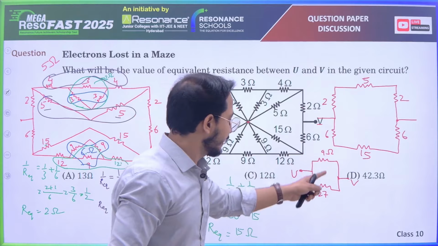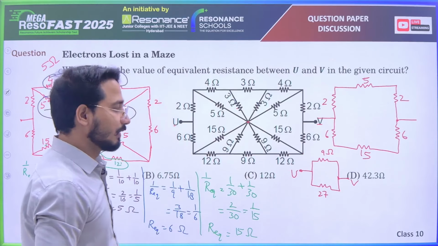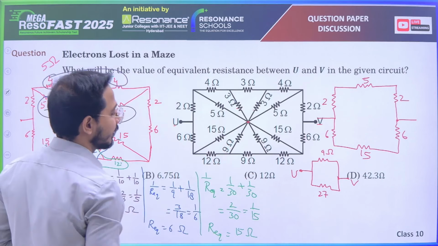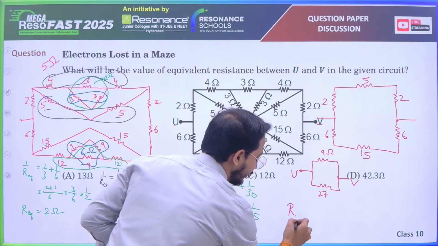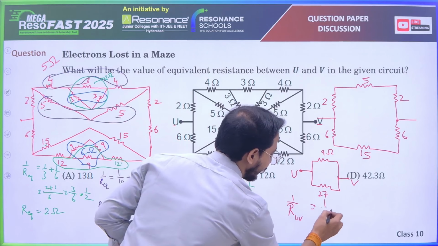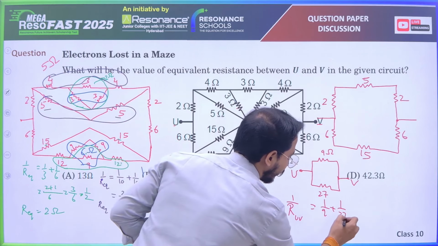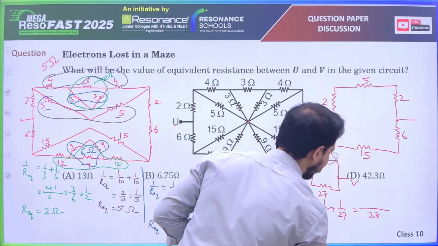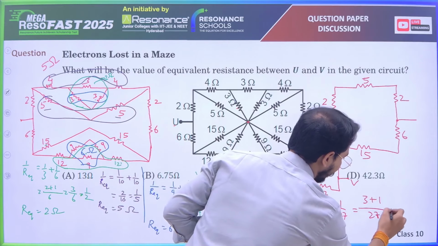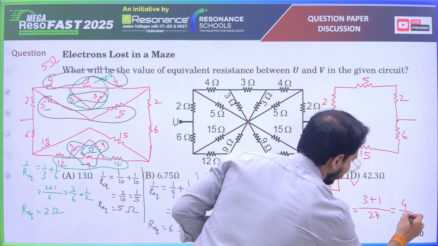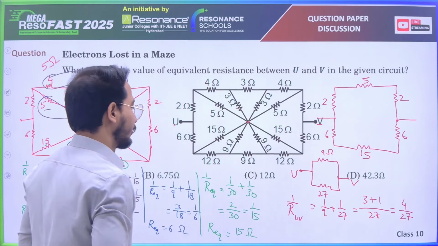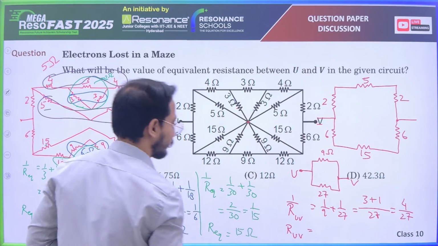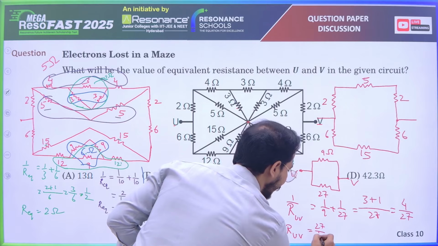So now it is 9 and 27. They again are in parallel. So the R equivalent between U and V is 1 by 9 plus 1 by 27 because they are in parallel. So it will be 3 plus 1, 4 by 27, right? So R UV is equal to 27 by 4.